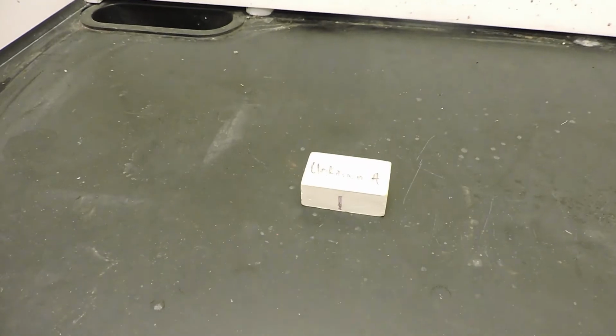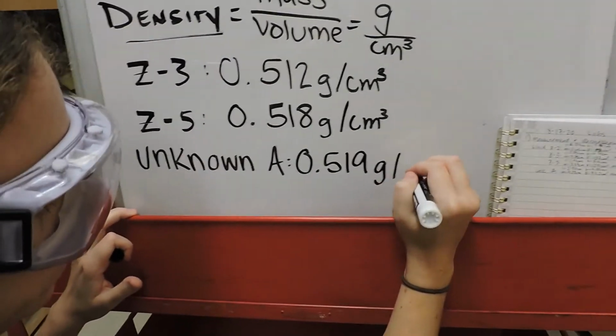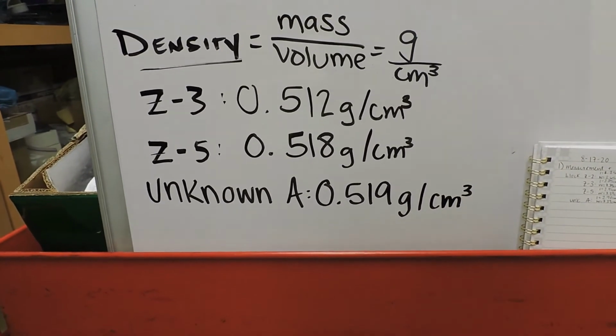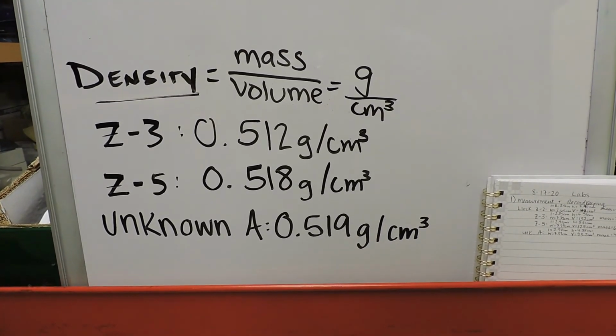We've also measured the unknown block A to calculate its density. Don't put that on there. And see if it could potentially be within our series. The density for unknown A was 0.519 grams per centimeter cubed.